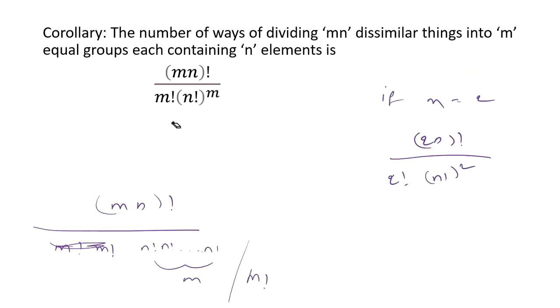So the more generalized result is like this. mn factorial upon m factorial times n factorial raised to m. These are the total number of ways of dividing mn distinct objects into m groups, each containing n elements, is mn factorial upon m factorial times n factorial raised to m.